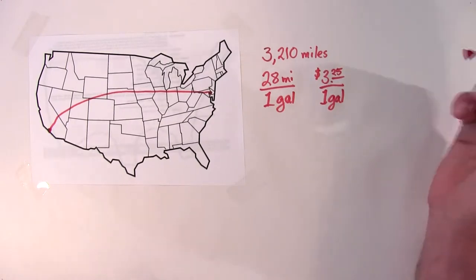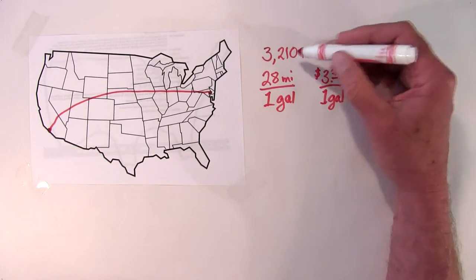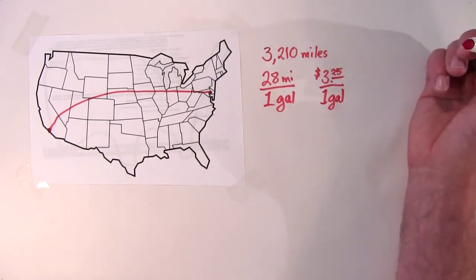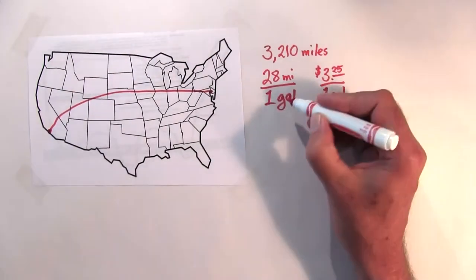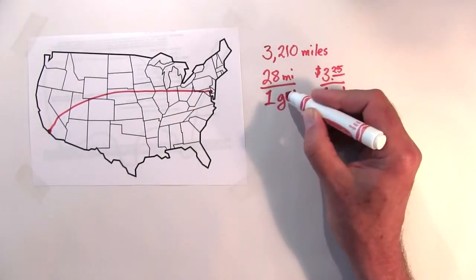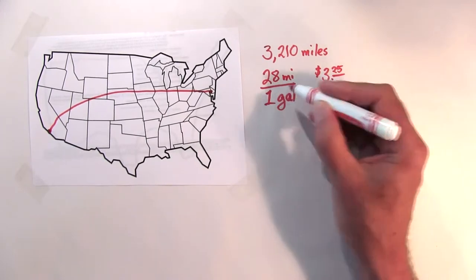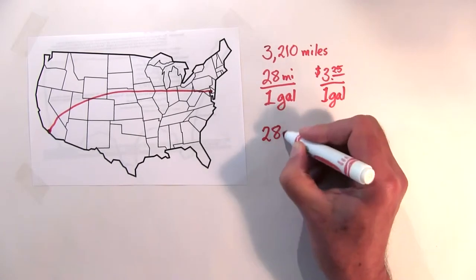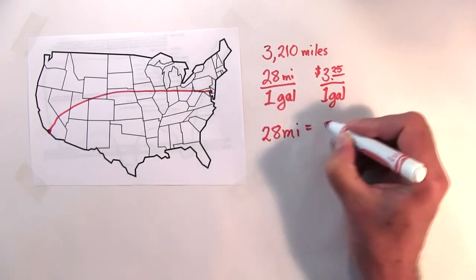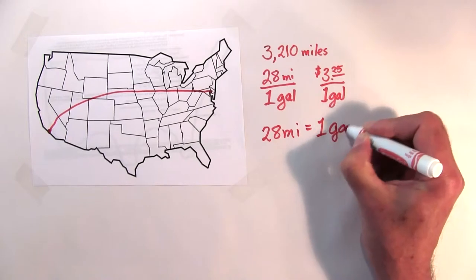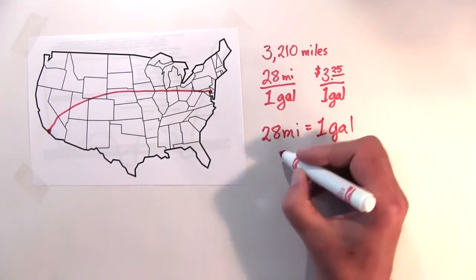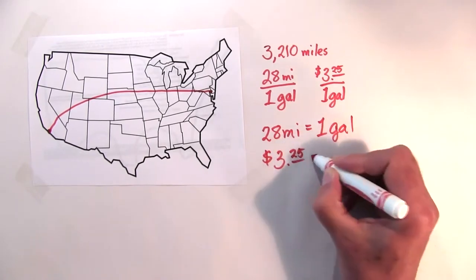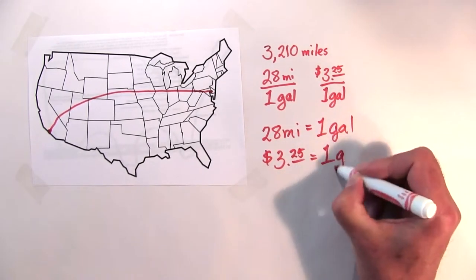Well, we got to calculate out how much money it's going to take to travel 3,210 miles. Now, there's a really simple, easy way to do this. These are not fractions. These are factors, they're ratios related to each other. So I can take this actually and I can say, well, that 28 miles equals 1 gallon of gas. And I can also take this and say that $3.25 equals 1 gallon of gas.